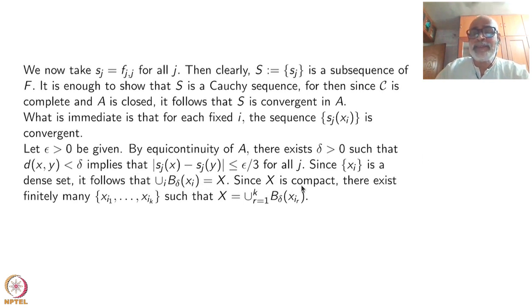Okay. Since X is compact, we will get a finite subset Xi1, Xi2, up to Xik, such that X is contained in the union of B(Xi, delta) for i ranging from 1 to k. So we have got an epsilon net for X itself now. Earlier, the epsilon net was coming implicitly for the family A. Now it is coming for X itself. So that is the role of equicontinuity here.